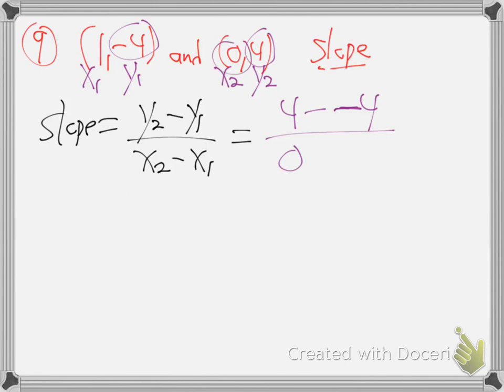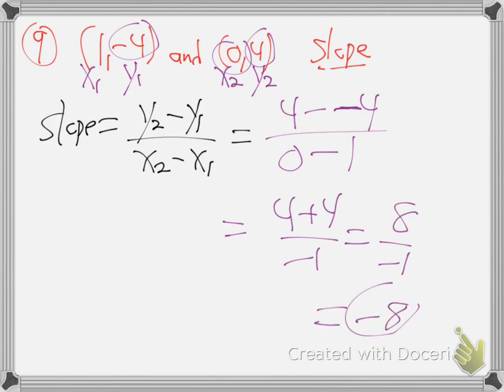Over x2 minus x1. Everybody seeing that? So that's going to be, what's that double negative do? You know it's plus, huh? So 4 plus 4 over negative 1, 8 over negative 1, negative 8. Is that good? Everybody see that? So y2 minus y1 over x2 minus x1. The slope is minus 8. That good?